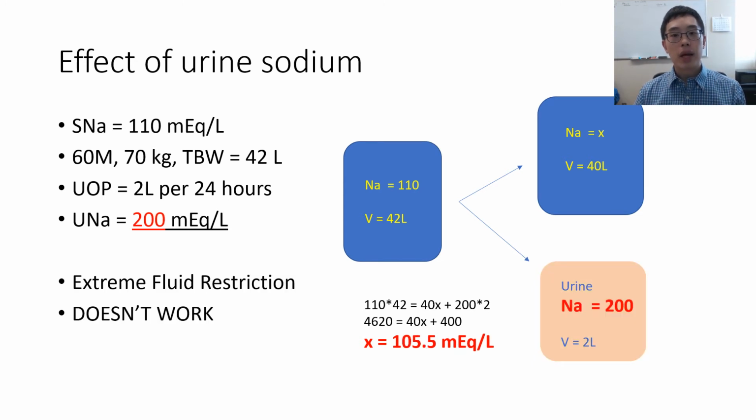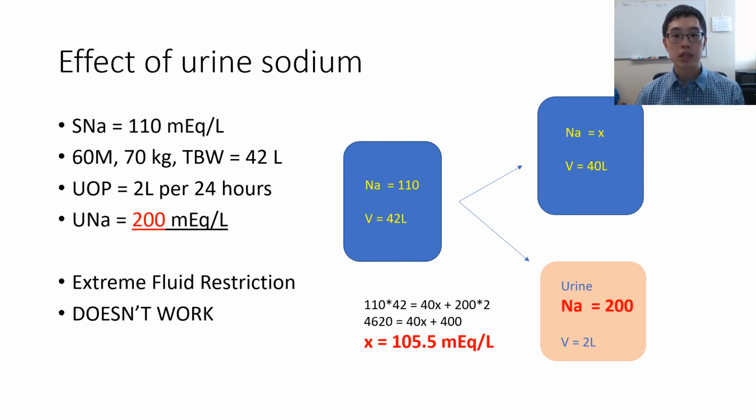In this case, we have the same scenario, but instead of having a urine sodium concentration of 50, I have increased it to 200. If we recalculate our end sodium, you'll see that in this case, the urine sodium level is so high that you are actually removing more salt and water from the patient, and your end serum sodium level is 105.5, which is actually lower than your original sodium level.